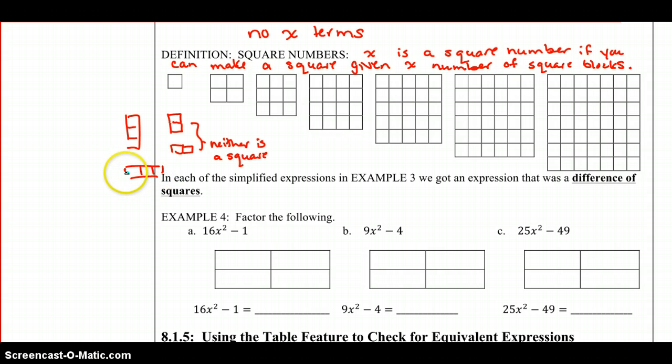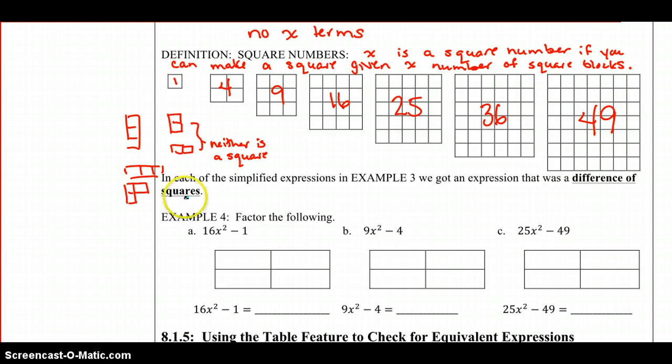But we don't get a square. Or we could put them like this, but again, not quite a full square. So our next square number is 4. Here we've got 4 square blocks, we can make a square. 3 rows of 3, we get 9. 4 rows of 4, 16. 5 rows of 5 is 25. 6 rows of 6 is 36. And 7 rows of 7 is 49.